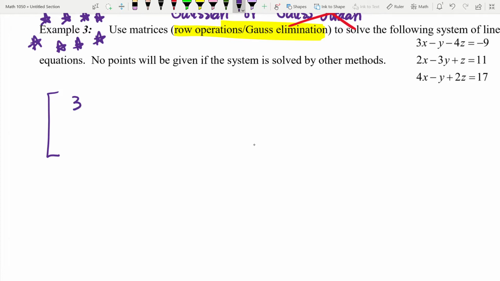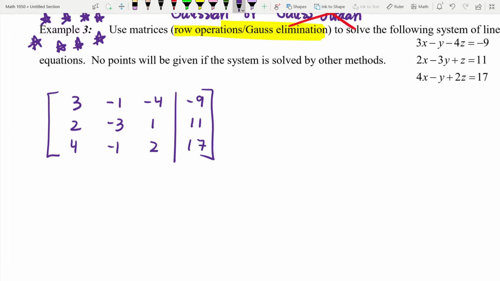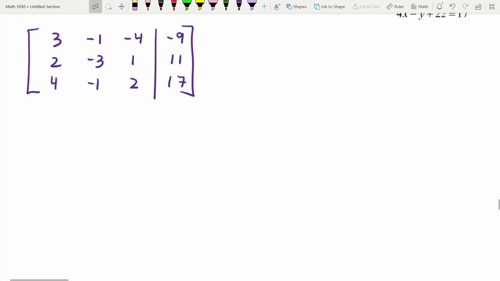So it's going to be 3, -1, -4, solid line, -9. 2, -3, 1, 11. 4, -1, 2, and 17. Now I want you to watch this closely. This happened on your homework, and it's happened on the final before, so watch. I need to make that a 0. But I don't have a what, everybody? I don't have a 1.